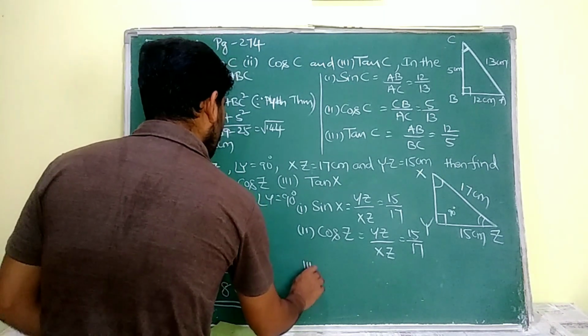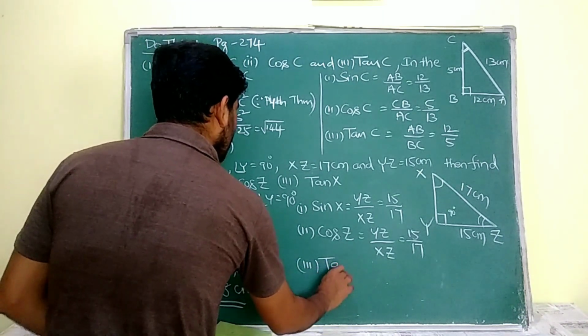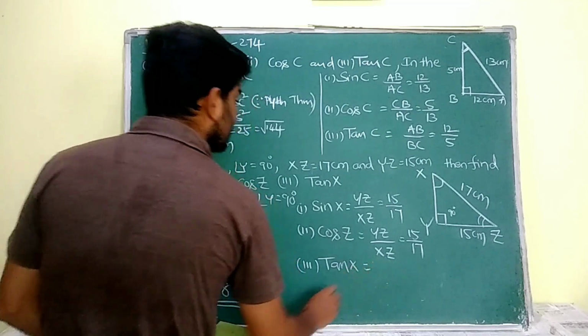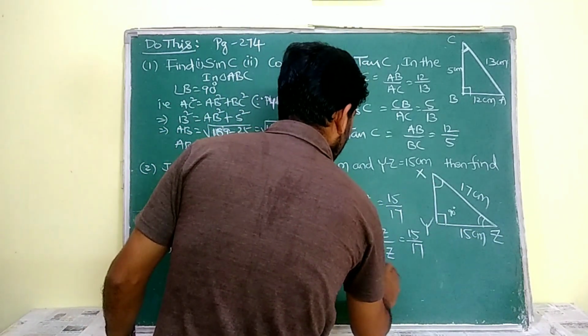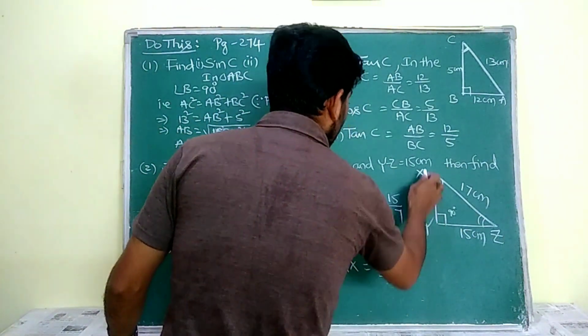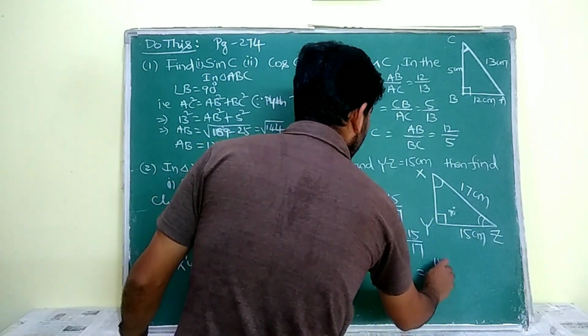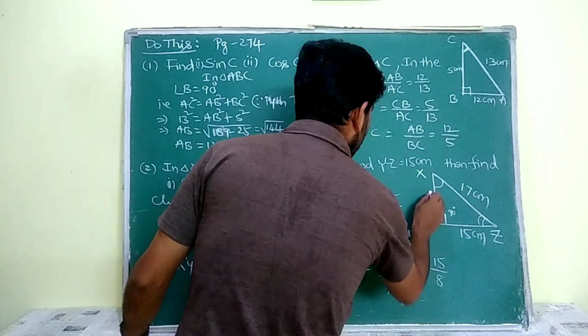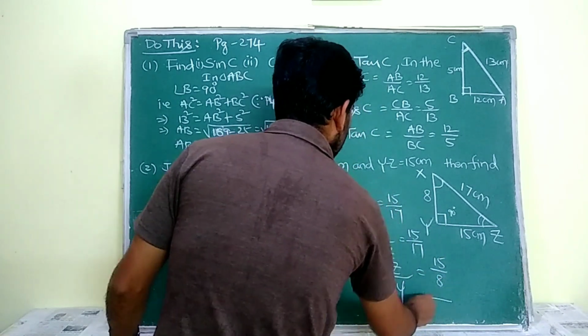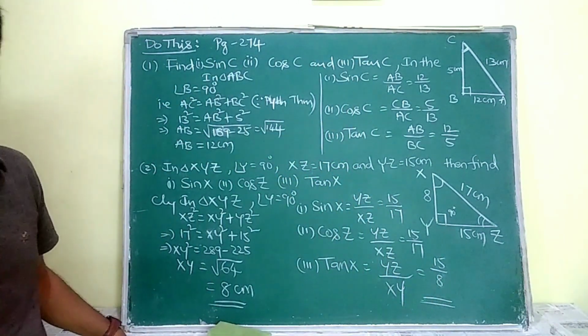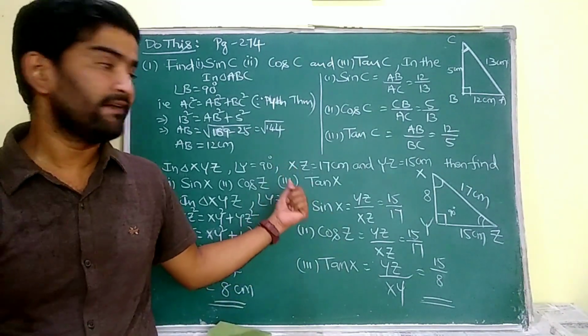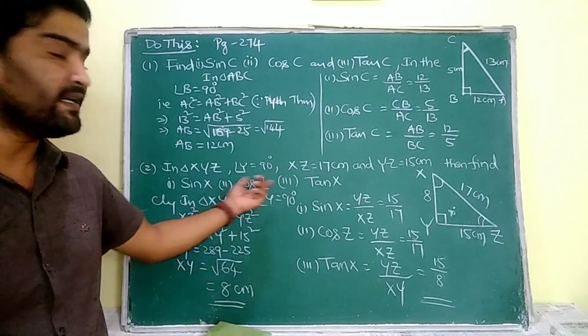Now he is asking you to write tan x. See ma, tan x means x opposite side over x adjacent side. This x opposite side is YZ and x adjacent side is XY ma. So that is why 15 by 8 centimeters. Why? Because this XY is 8. So these are the values for the given trigonometric ratios.